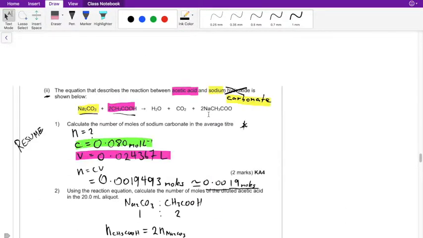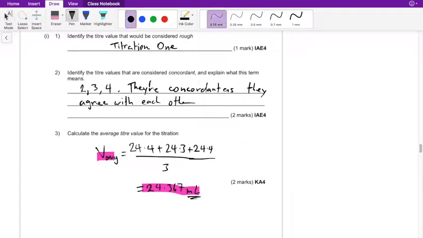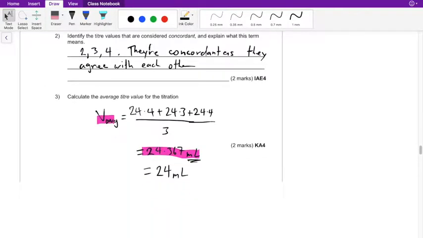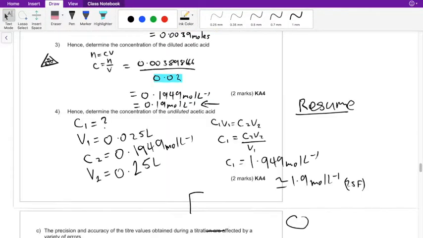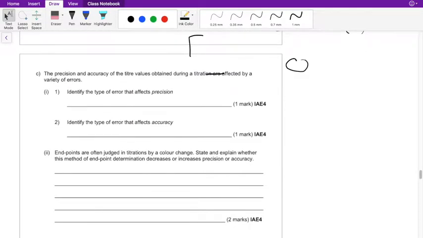Also up here, I just realised that this answer of the average titer should have been given to two significant figures, which would just be 24 millilitres. Cool. Alrighty, I'll try to smash this last bit.